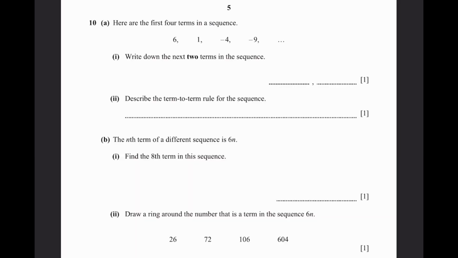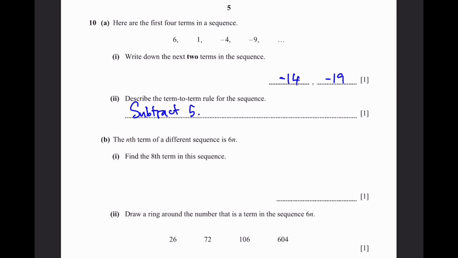Question 10. A, here are the first 4 terms in the sequence. 1. Write down the next 2 terms in the sequence. First, what's the term-to-term rule? We subtract 5 every time, so term-to-term rule minus 5. So minus 9 minus 5 is minus 14. Minus 14 minus 5 is minus 19. 2. Describe the term-to-term rule for the sequence. I just said that. Subtract 5.